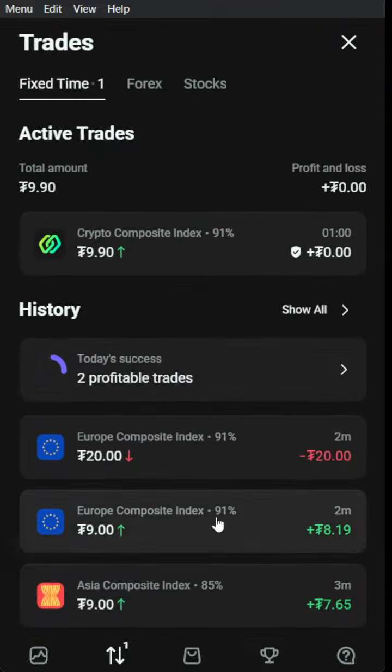Right now I had this one active trade with risk free. This one trade I won, the second one I lost, and one is with risk free.